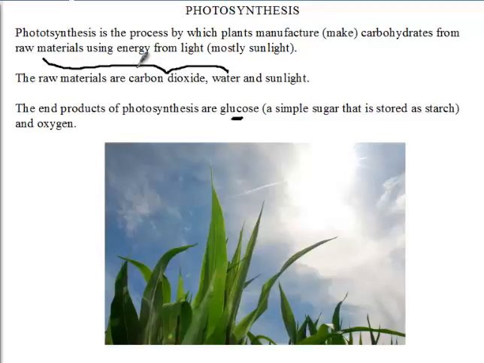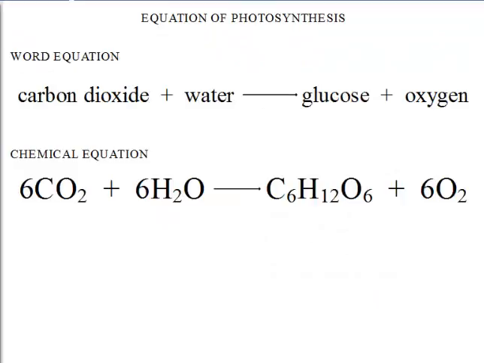Okay, so from the previous video, we've seen that photosynthesis is when plants combine carbon dioxide and water in the presence of sunlight to give us glucose and then oxygen as a waste product. Now let's see the word equation. The raw materials are carbon dioxide and water.